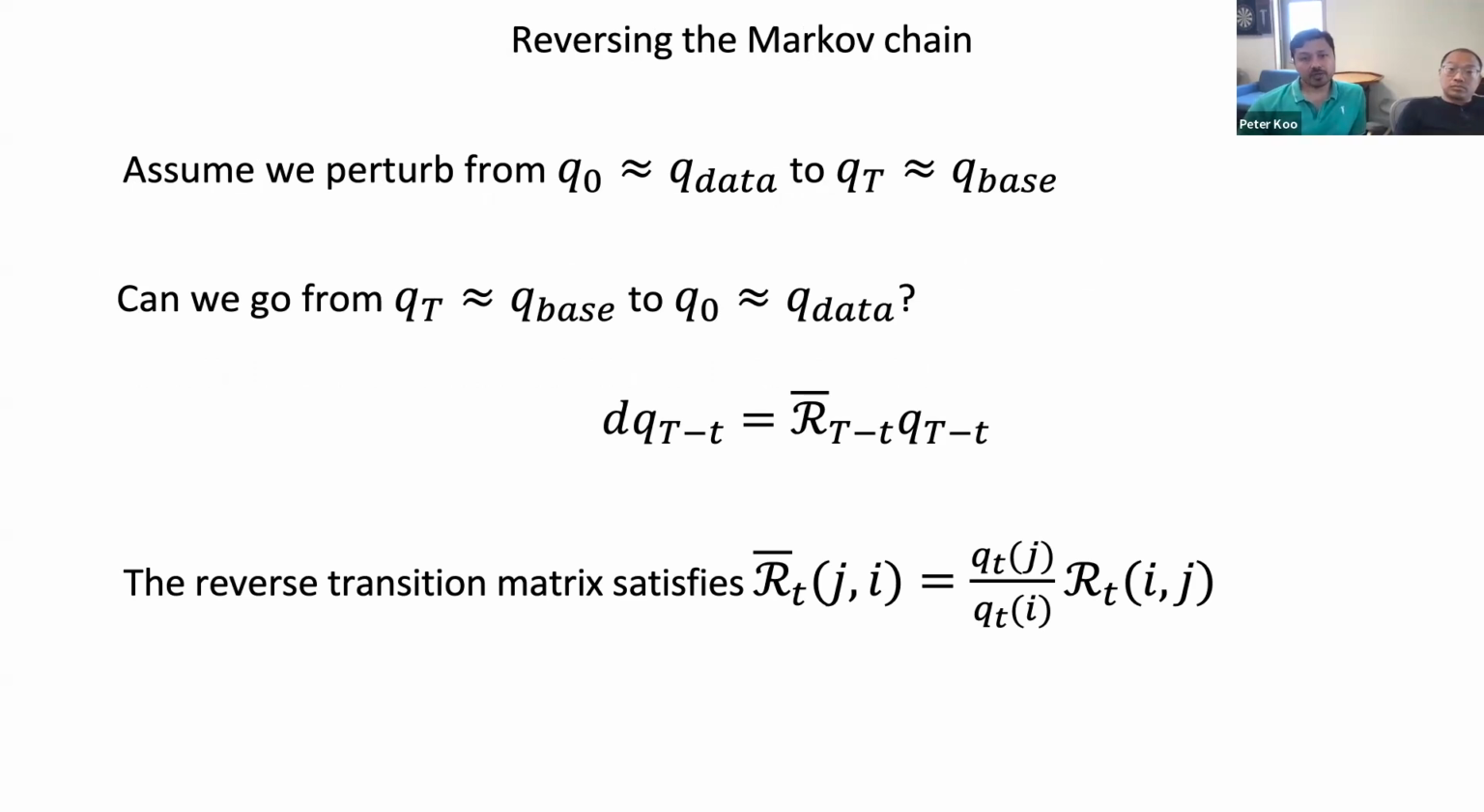So we have seen the forward process where Qt approaches some noise distribution Q base, which is easy to sample from, such as a random value in each position. The reverse diffusion process can be derived that reverses the density from Qt or Q base to Q0 or Q data, as shown here with the reverse transition matrix R bar T.